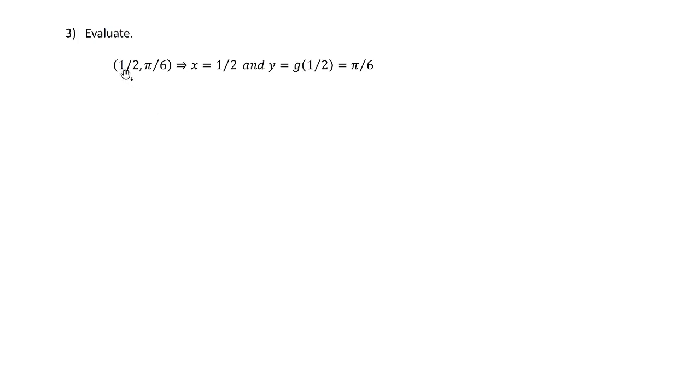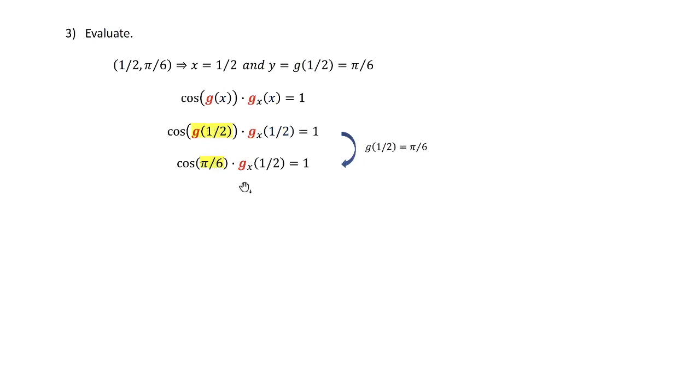Okay, coming back, here's my data point, which tells me x is 1/2 and y is pi over 6, but y is g of 1/2. Here's the equation we left off with, and we just plug in the data. X is 1/2, right? Everywhere there's an x, I plug in a 1/2. And g of 1/2 is pi over 6. I just plug that in there. And cosine of pi over 6 is square root of 3 over 2.